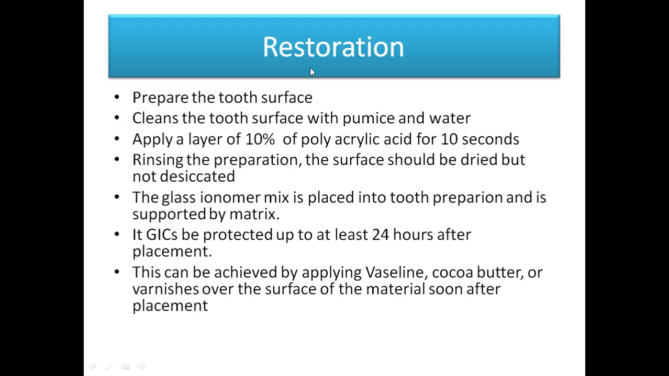And then the restoration. Prepare the tooth surface, clean the tooth surface with pumice and water, and apply 10% polyacrylic acid for 10 seconds to condition the dentin of the tooth. This is the preparation, and the surface should be dried but not desiccated. The glass ionomer mix is placed into the tooth preparation and supported by the matrix, and it should be protected for 24 hours by using Vaseline, cocoa butter or varnishes over the surface of the material soon after the placement.